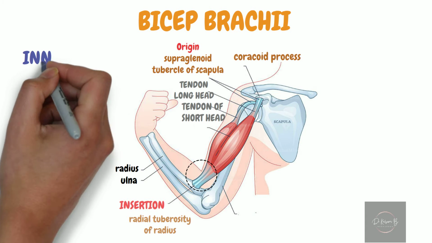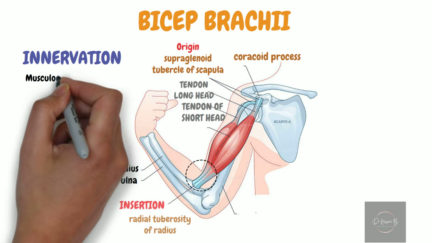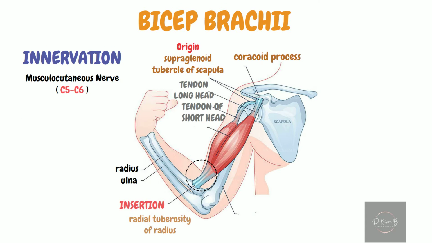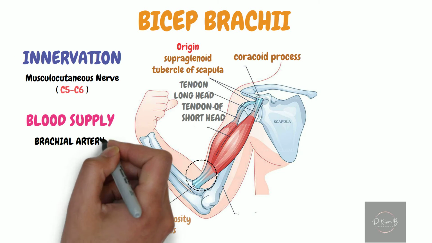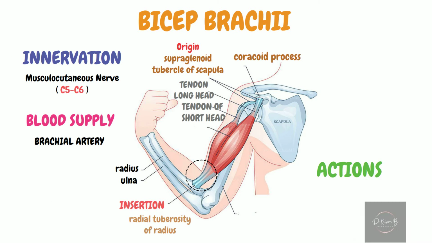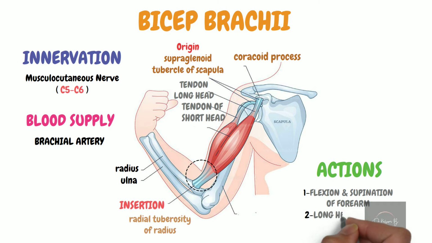Biceps brachii is innervated by the musculocutaneous nerve, C5 to C6, and receives its blood supply from the brachial artery. Its actions include strong flexion and supination of the forearm as well as weak flexion of the arm at the shoulder joint. Additionally, the long head of biceps has an important stabilizing role on the shoulder joint.